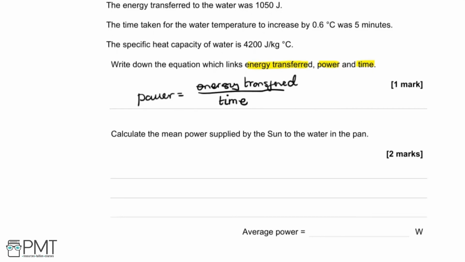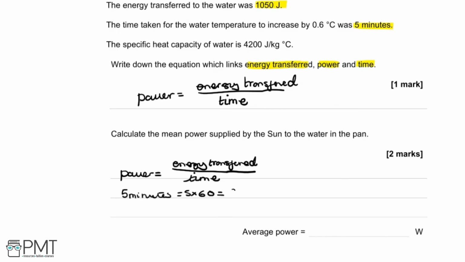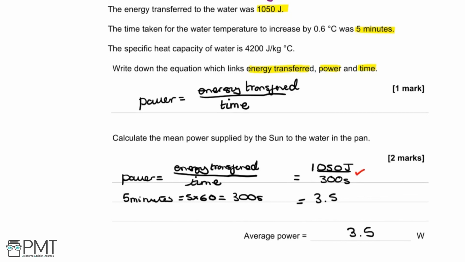Calculate the mean power supplied by the sun to the water in the pan. So we know from the last part that power is energy transferred divided by time. We are given both the energy transferred and the time in the question. The energy transferred is given in joules, which is the correct unit for this equation, but the time is given in minutes. And when we use time, we normally measure it in seconds. 5 minutes is 5 times 60, because there are 60 seconds in a minute, so 5 minutes is 300 seconds. So we can plug these values into our equation. So it's 1050 joules divided by 300 seconds, which is 3.5 watts. You get 1 mark for this calculation and 1 mark for the final answer.